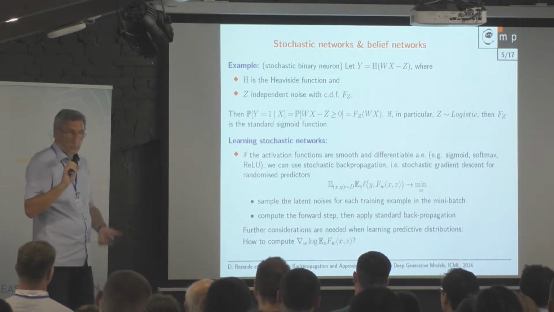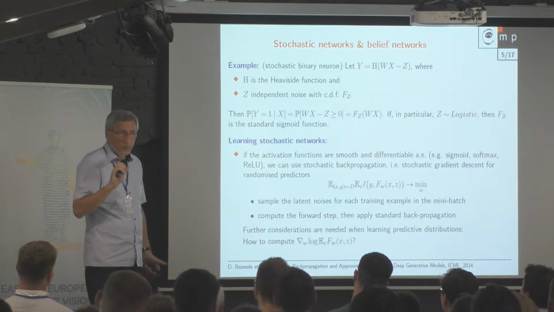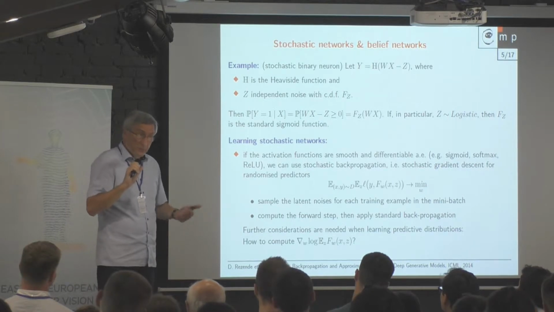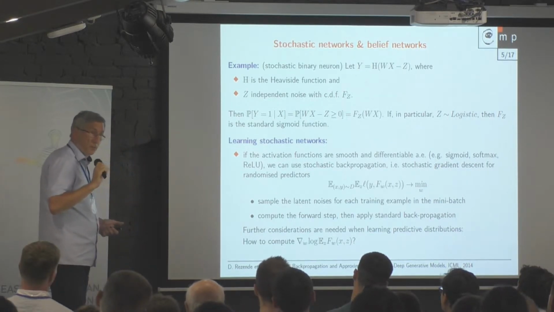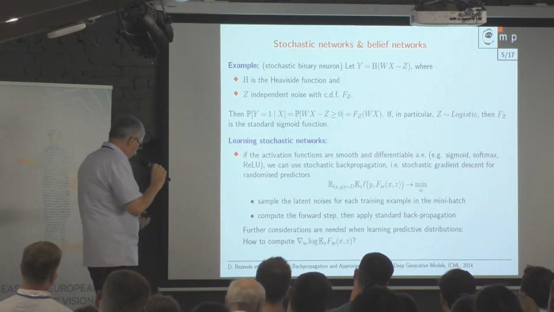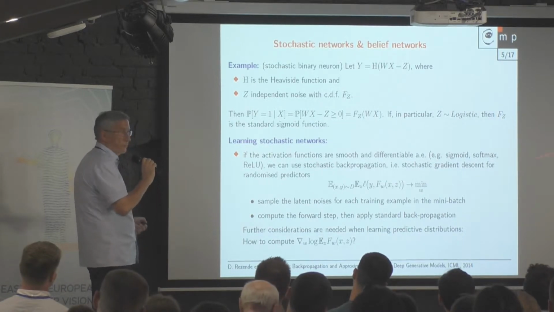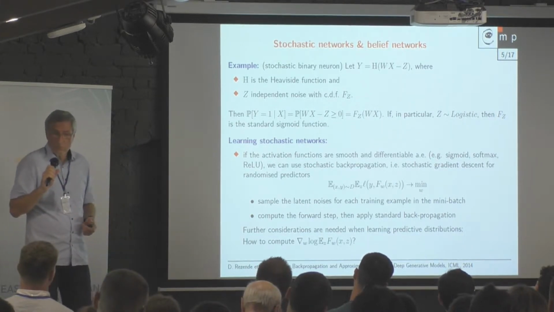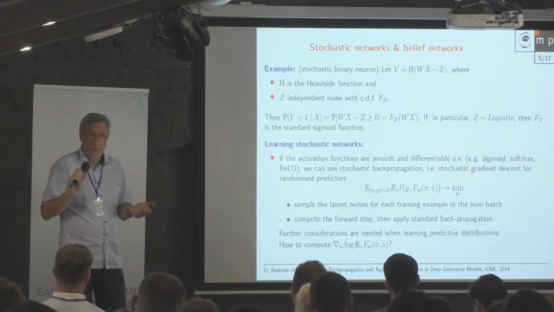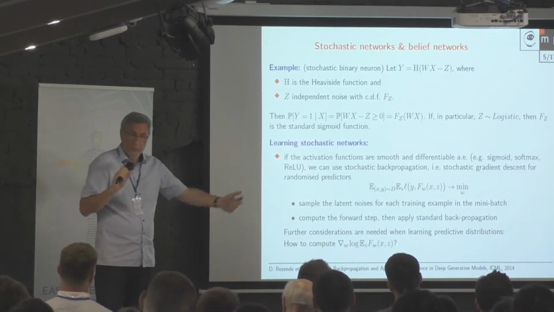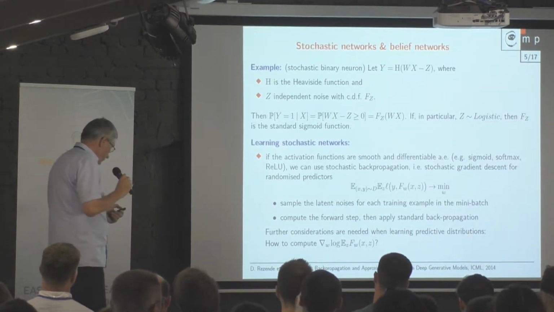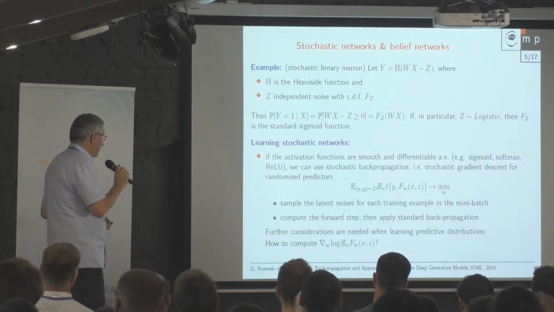You know that in the deterministic case you usually use stochastic gradient descent anyway with mini batches. And now you just add one more stochasticity, so to say, in that gradient descent by simply sampling these noises here during the training. So in each training step, for each example in the mini batch, you just right away sample those independent noises, then compute the forward propagation and apply backpropagation as usual. So technically, there's absolutely no problem in that.